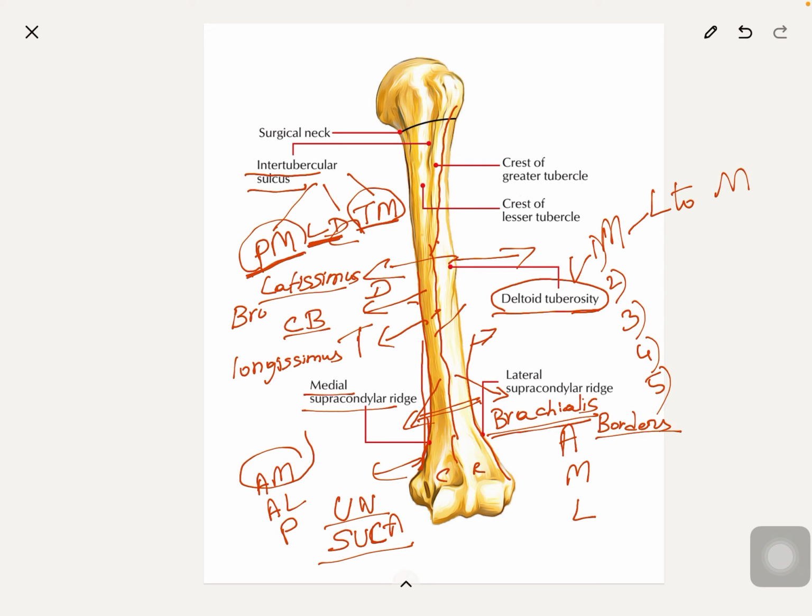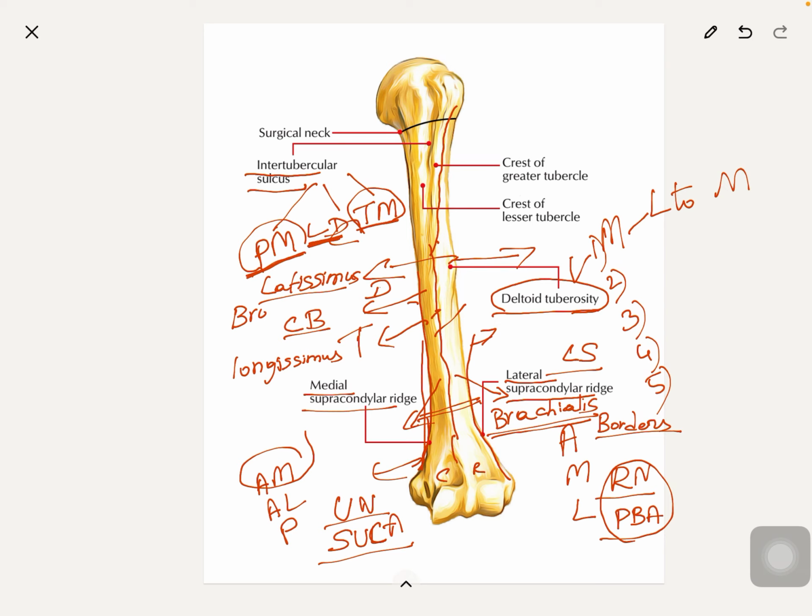Then this lateral supracondylar ridge, the lower part of the lateral border, will give attachment to the lateral septum. This lateral septum will be pierced by the radial nerve and by the anterior descending branch of the profunda brachii artery. These are the structures piercing the lateral septum of the arm. So the medial septum and lateral septum separate the arm into front of the arm and back of the arm.